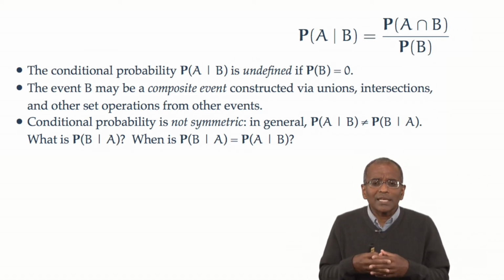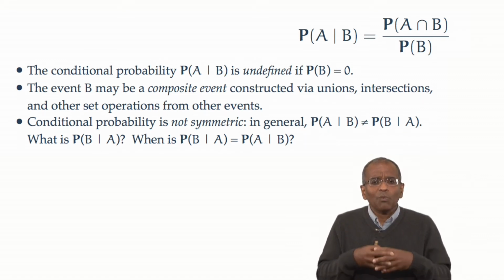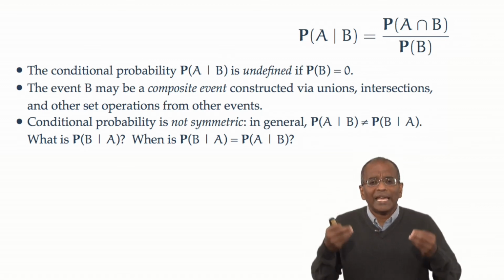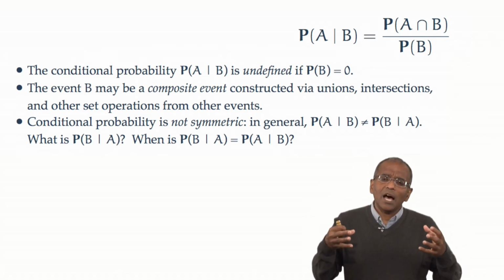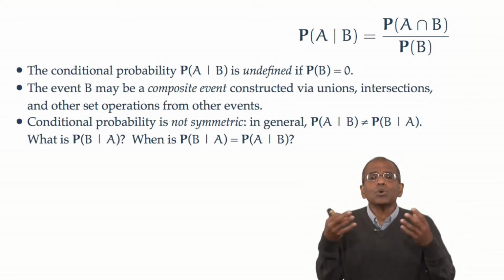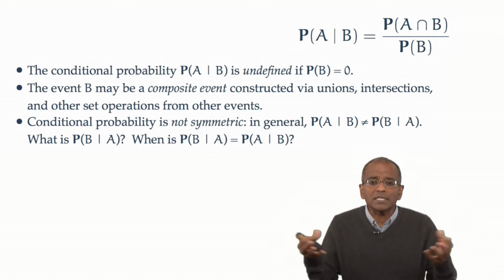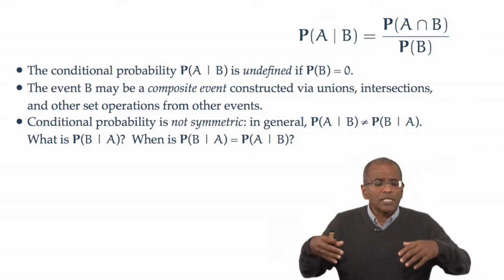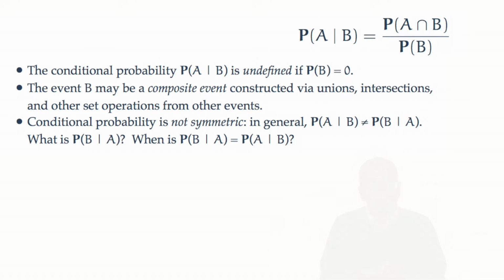To settle understanding, write down what the probability of B given A is, and then ask yourself, under what conditions can the two conditional probabilities be the same? Pause and see if you can write it down.